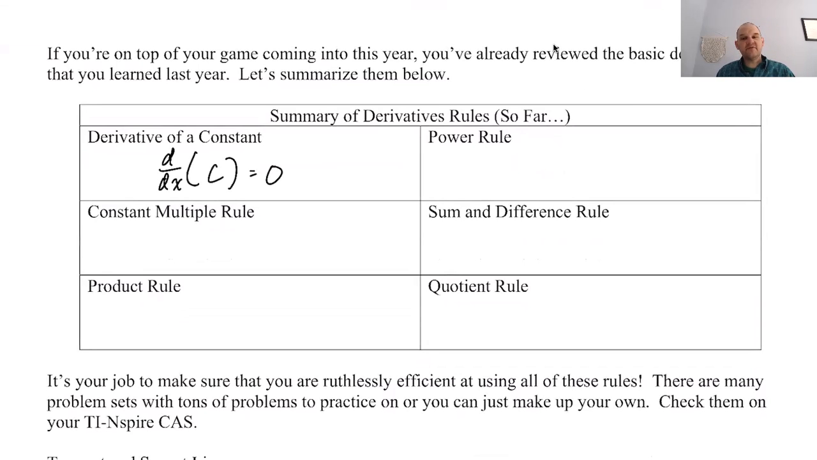So why is that the case? You could use the limit definition to find that. You could think that y equals c is a horizontal line. Horizontal lines have a slope of 0, and that's how you get that.